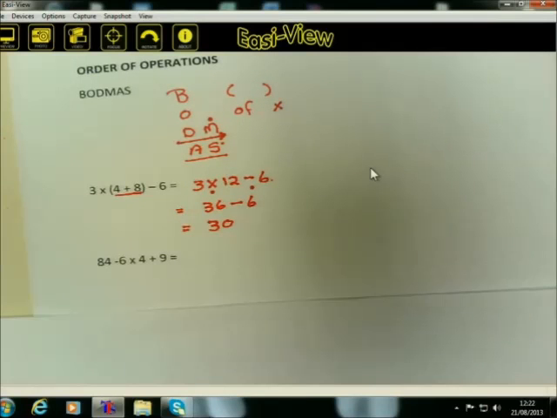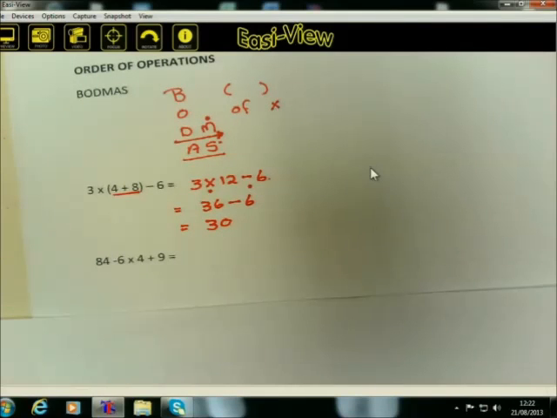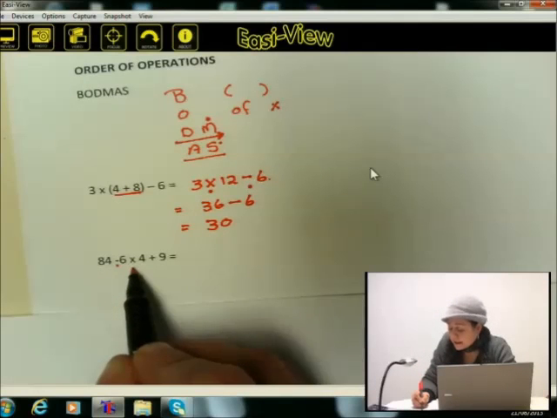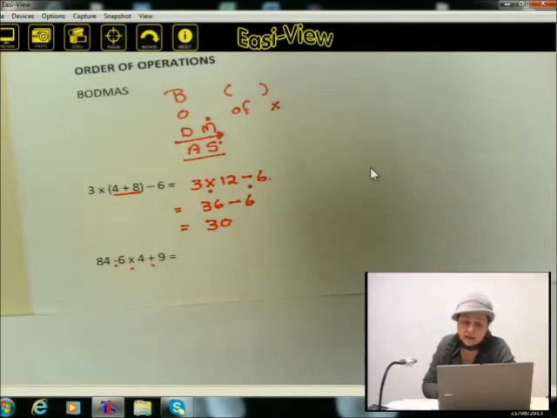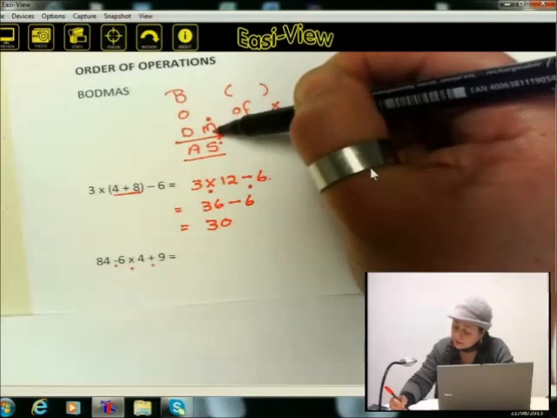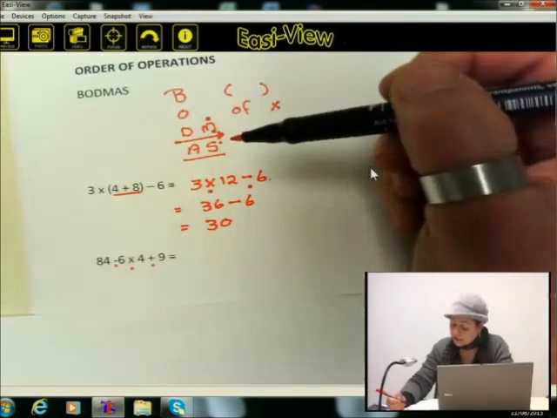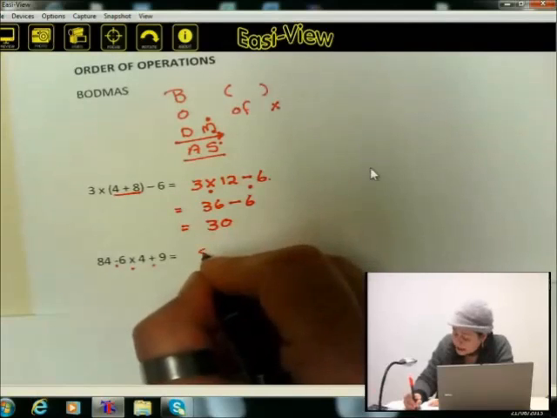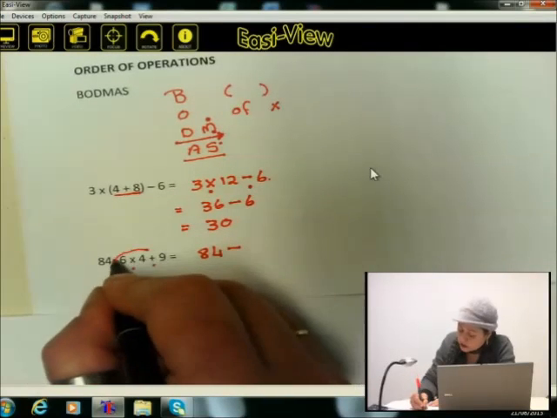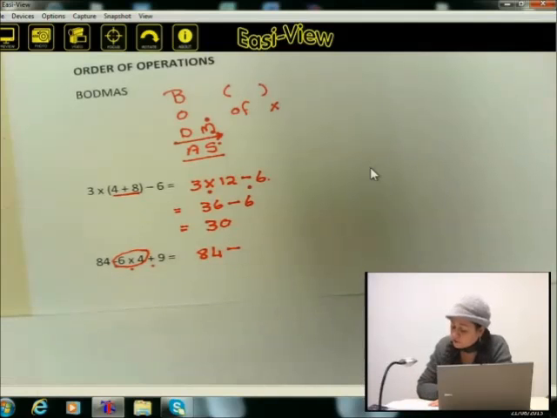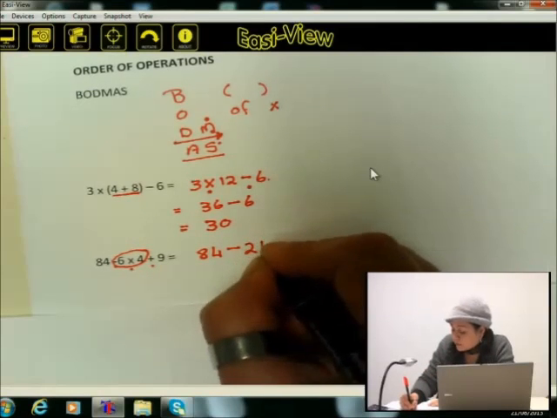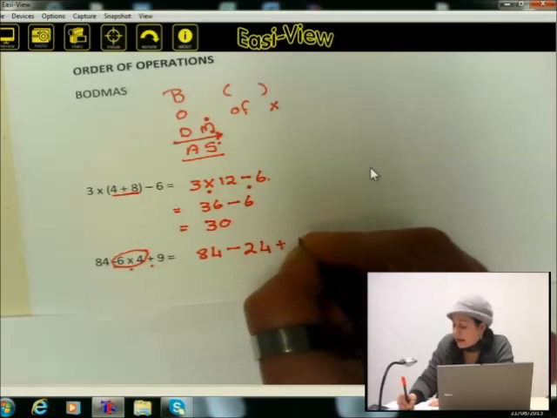Let us just look at this one also. Here is no bracket. So what is it that I'm going to do now? I've got a minus sign, a multiplication sign, and a plus sign. According to my order of operations, the multiplication must be done first. So I'm going to say 84 minus, and I'm going to work out 6 times 4 first. 6 times 4 is 24, plus 9 then.